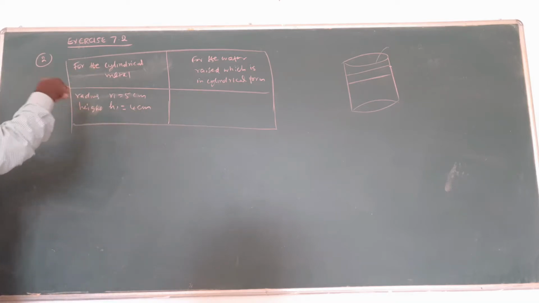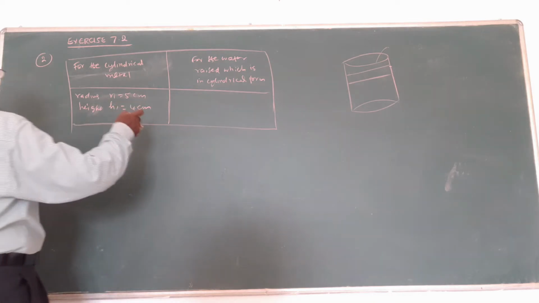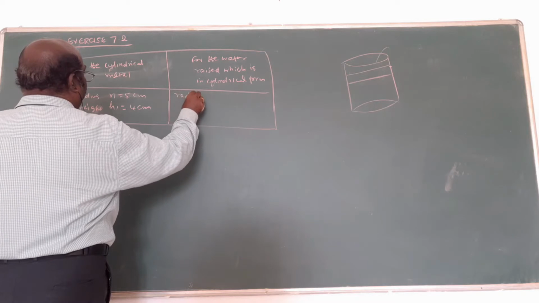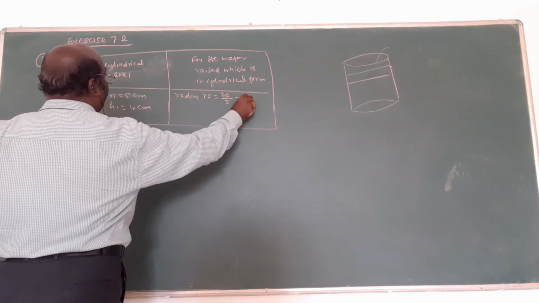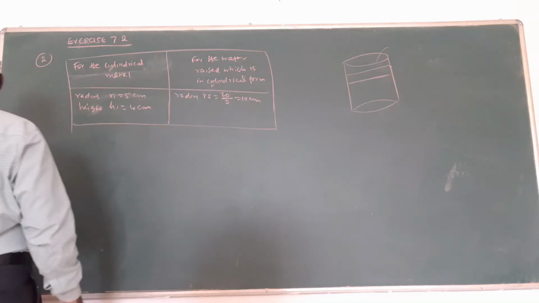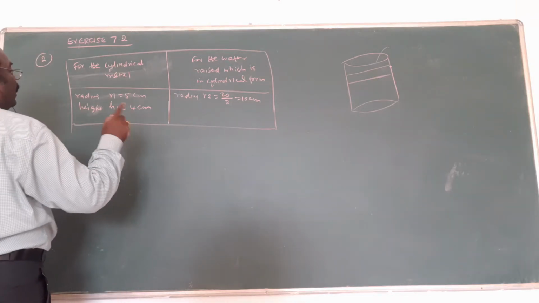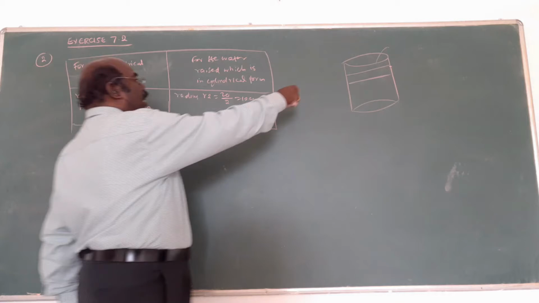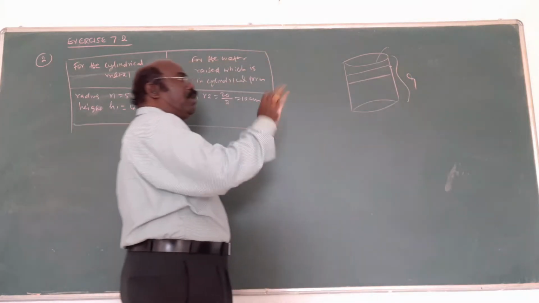This is the cylindrical metal. Next, the diameter is given. The cylindrical glass has a diameter of 20 cm, so the radius R2 equals half the diameter, 10 cm. And the water height is 9 cm, but that 9 is not considered. We don't need that one.